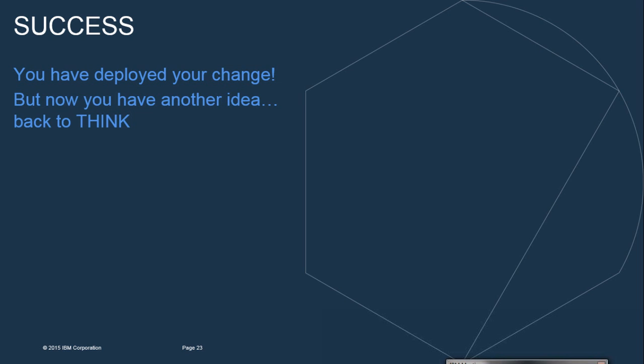And with that, we've successfully completed a full round of the DevOps cycle. And from here, we just go back to the think stage. You know, we create a new issue, we write some more code, we deploy it to our test environment, we manage it, we learn from it, and we repeat on that.